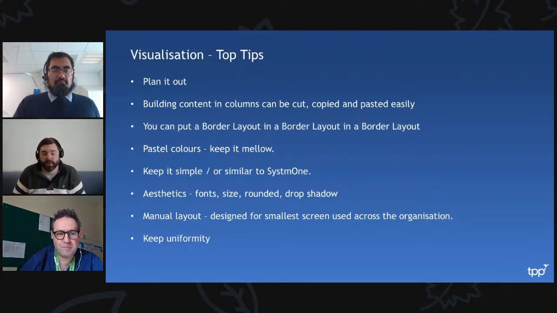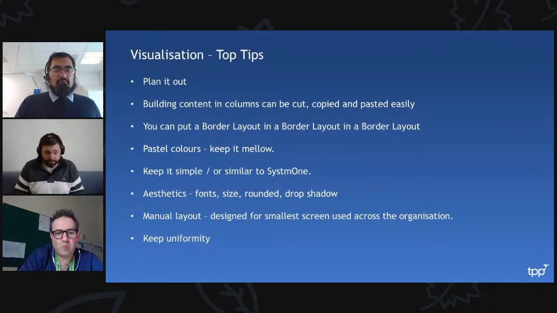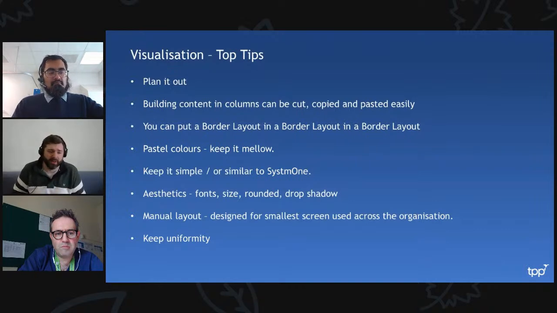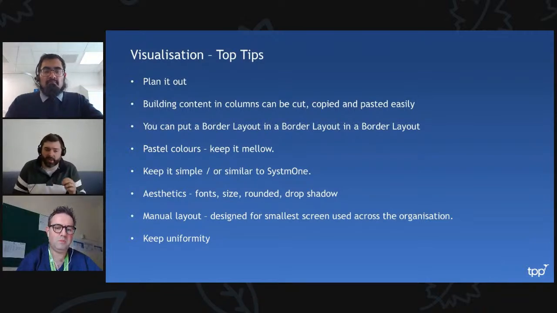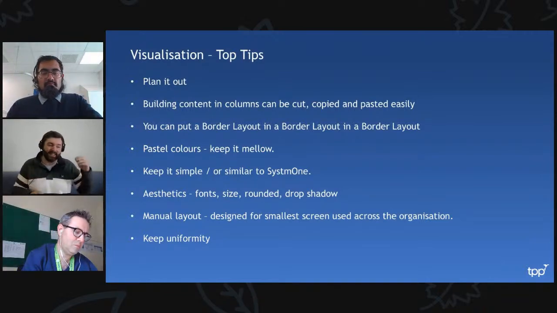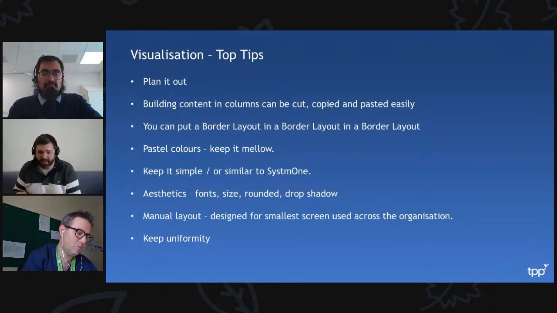So you can have as many different options within one single square, with a north, south, east, west within there. Pastel colors work. We've used quite garish colors in the past, and it is quite intrusive when you're looking at it, so I'd say keep it mellow. Pastel colors always seem to display quite nicely. Keep it simple. And sometimes, similar to SystmOne, you can go away and build different buttons and images and overlay that on top of the component, but I think it works better if you see the SystmOne icon that you're more familiar with. Aesthetics: font size, rounded, drop edge. If you start to use a rounded edge, continue to use it. If you're chopping and changing, sometimes the aesthetics go.